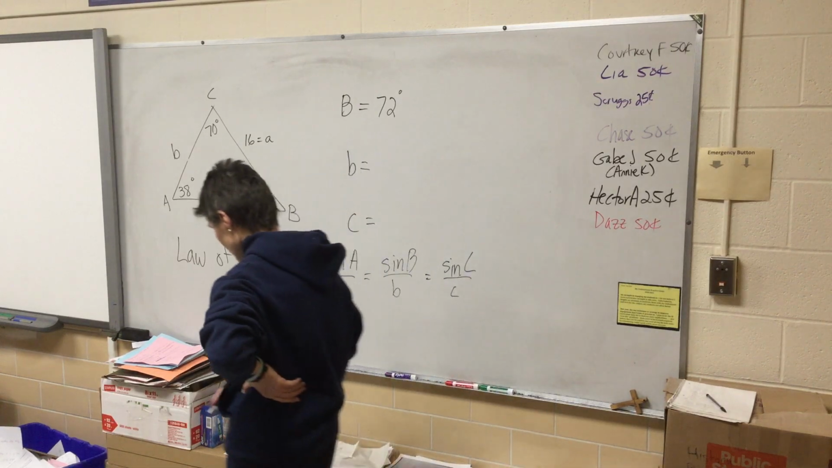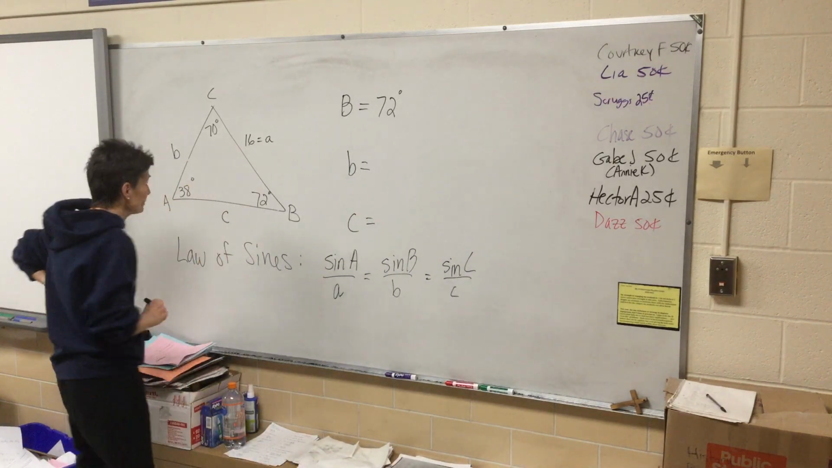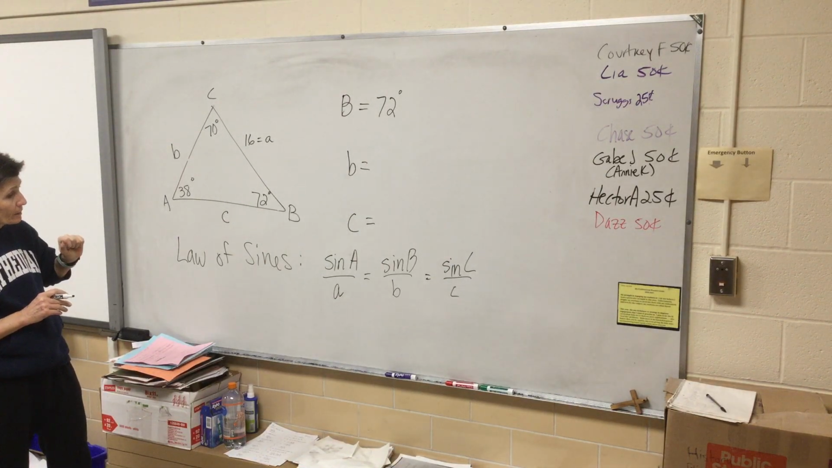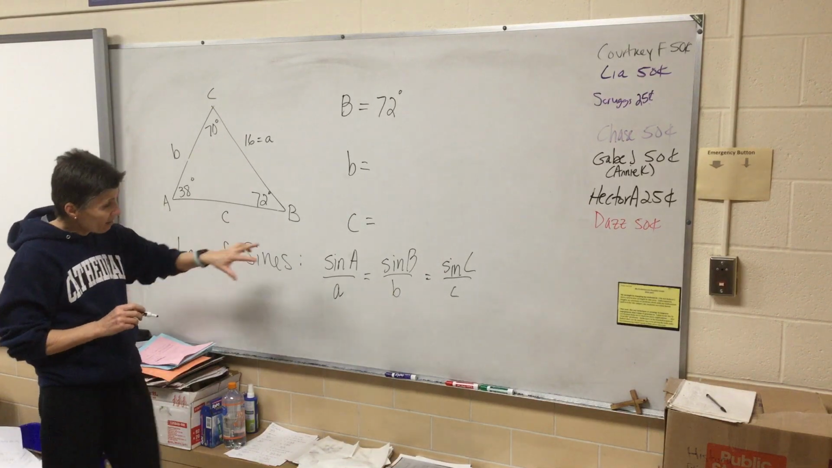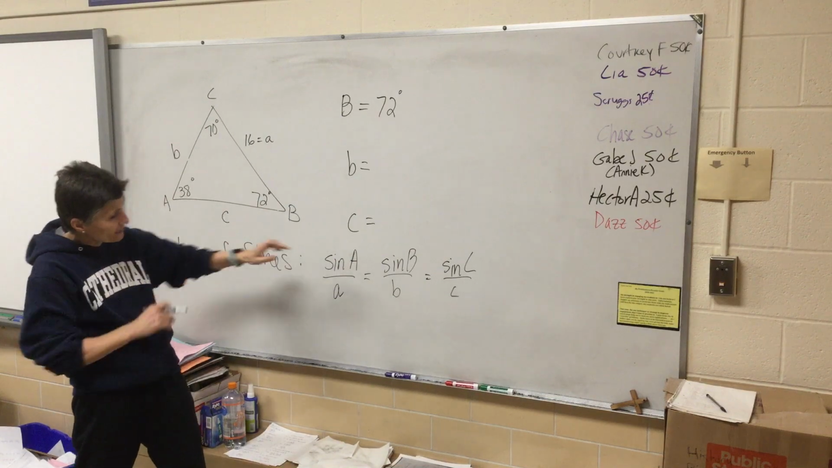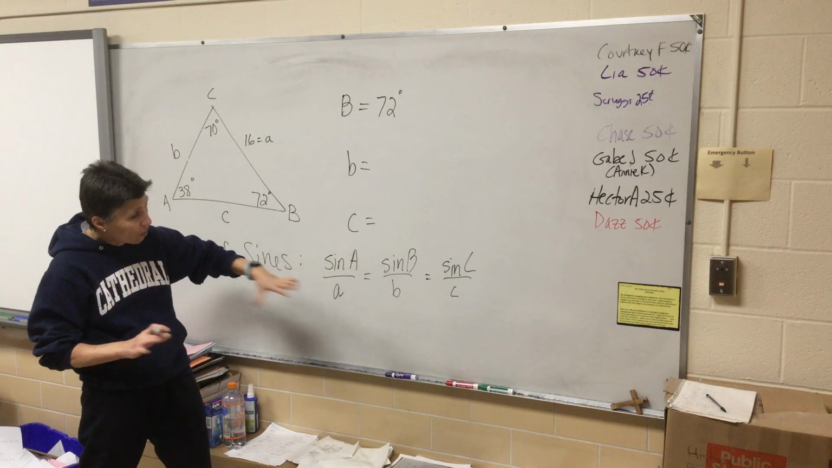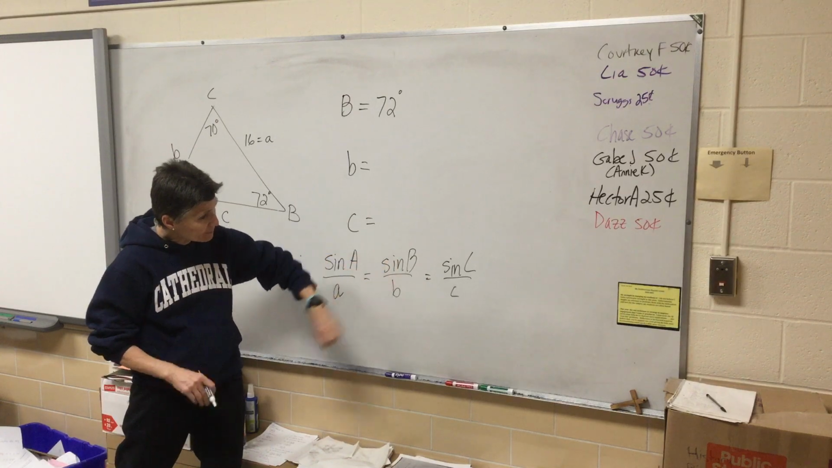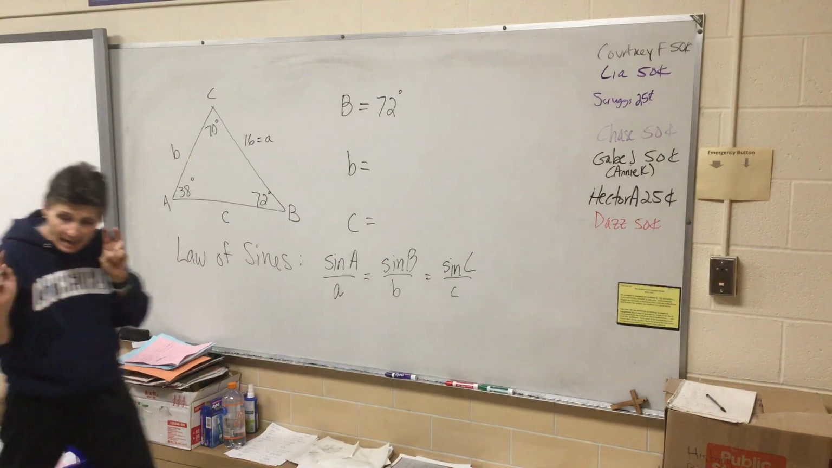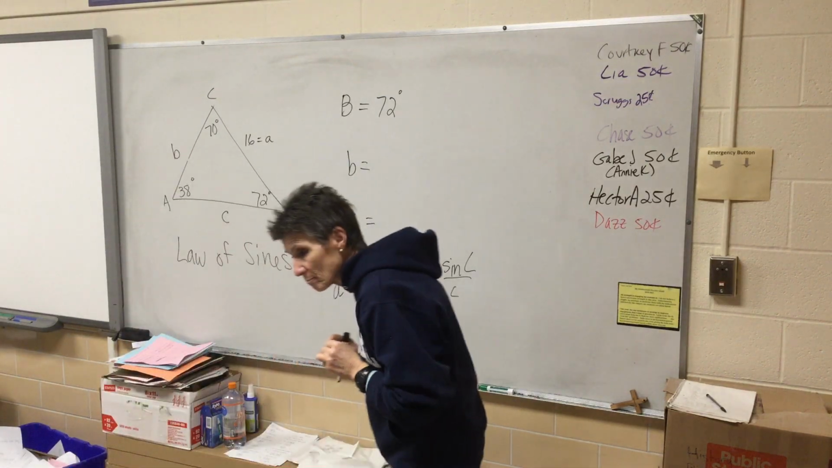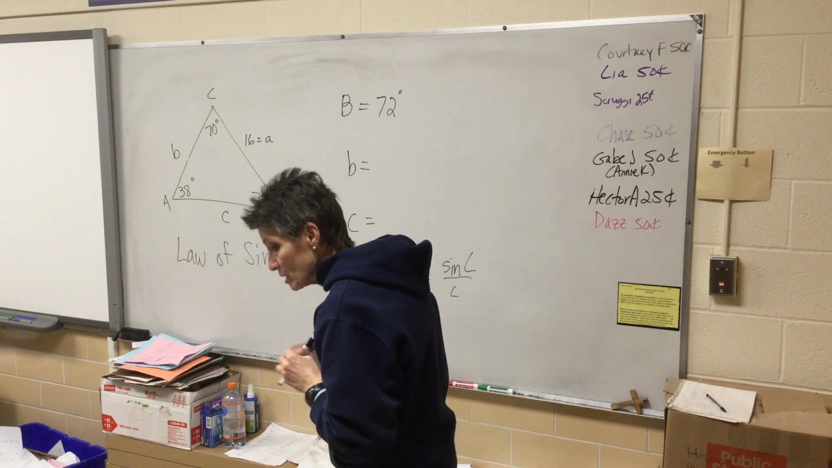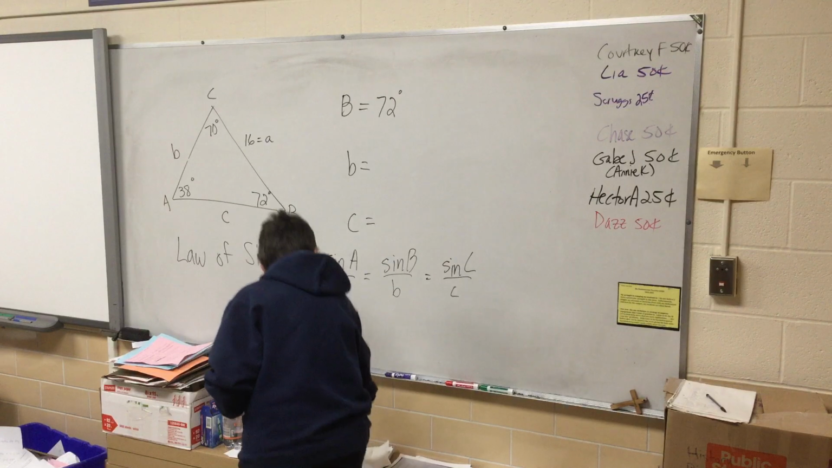So once you found that angle there, I want you to look at the picture, and do you have an angle and its side? So do you know already angle A and side A, or angle B and side B, or angle C and side C? Do you already have a matched set? I have the A's. So that's where I'm going to start.